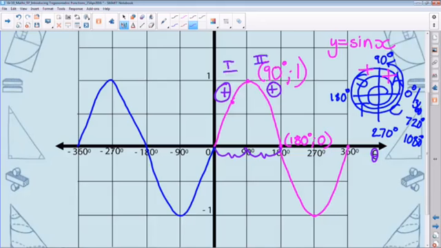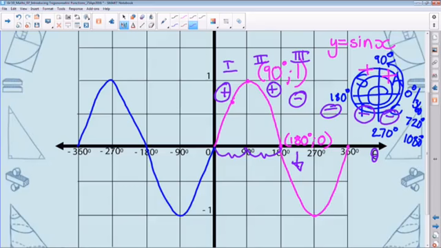But then we go into the third quadrant. And what happens in the third quadrant? Well, only tan is positive in the third quadrant. And look at that. The function is below the x-axis, which means it is negative. And it's negative in the fourth as well.